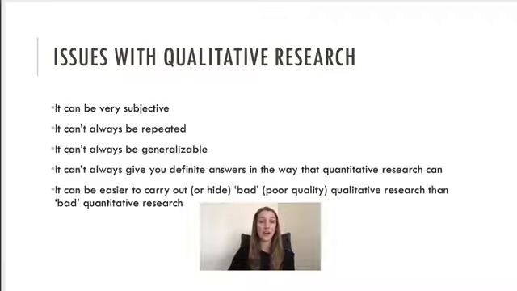It can be easier to carry out or hide bad qualitative research than bad quantitative research. And this is a big one, right? Because a lot of this is left up to interpretation, and sometimes a researcher might interpret things in such a way that it supports their hypothesis, that they create data that's maybe not really reflective of the qualities that were assessed. So this is a major concern, which is why qualitative data is so difficult to work with and why we generally avoid it in this course, because there's a lot clearer track for analyzing quantitative data than there is for analyzing qualitative data. All right, and with that, that's our overview of quantitative versus qualitative research.